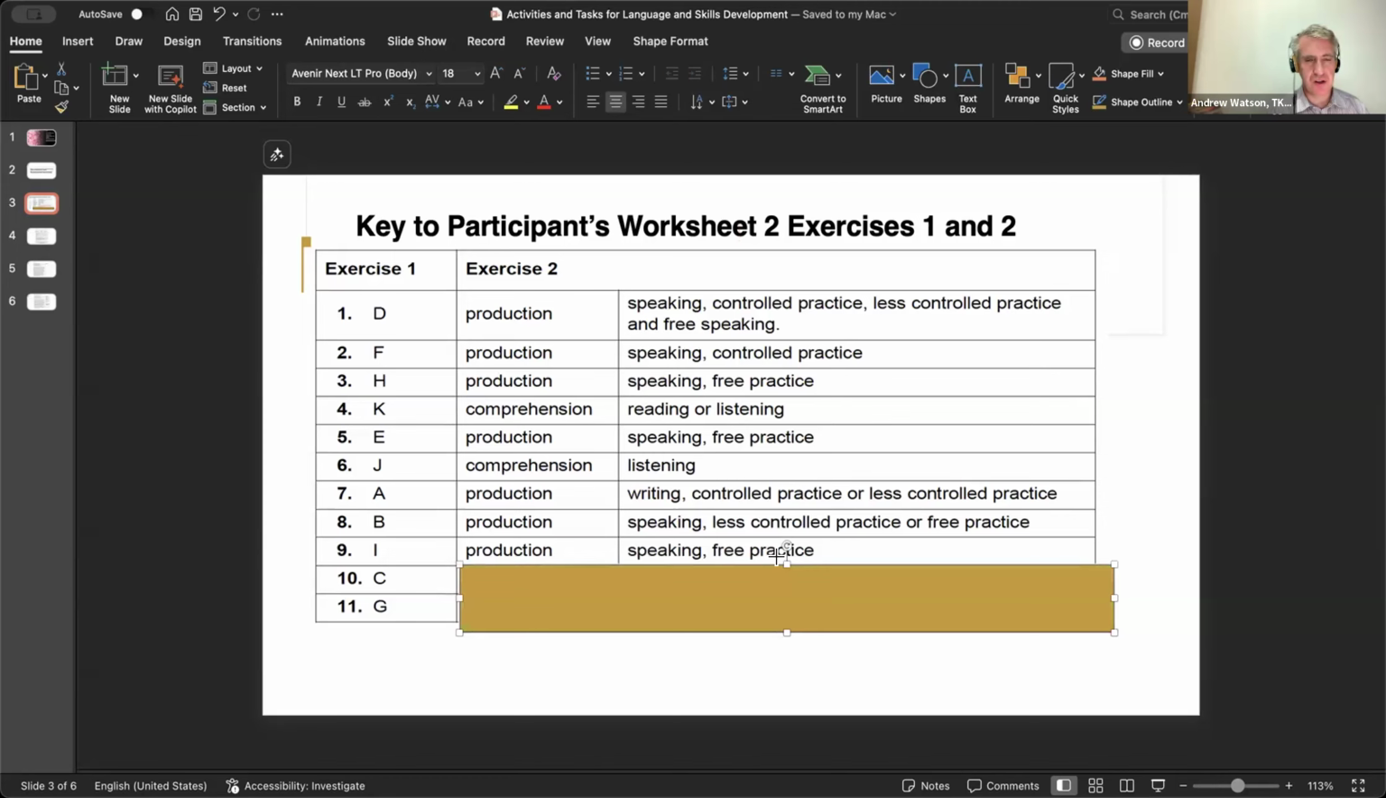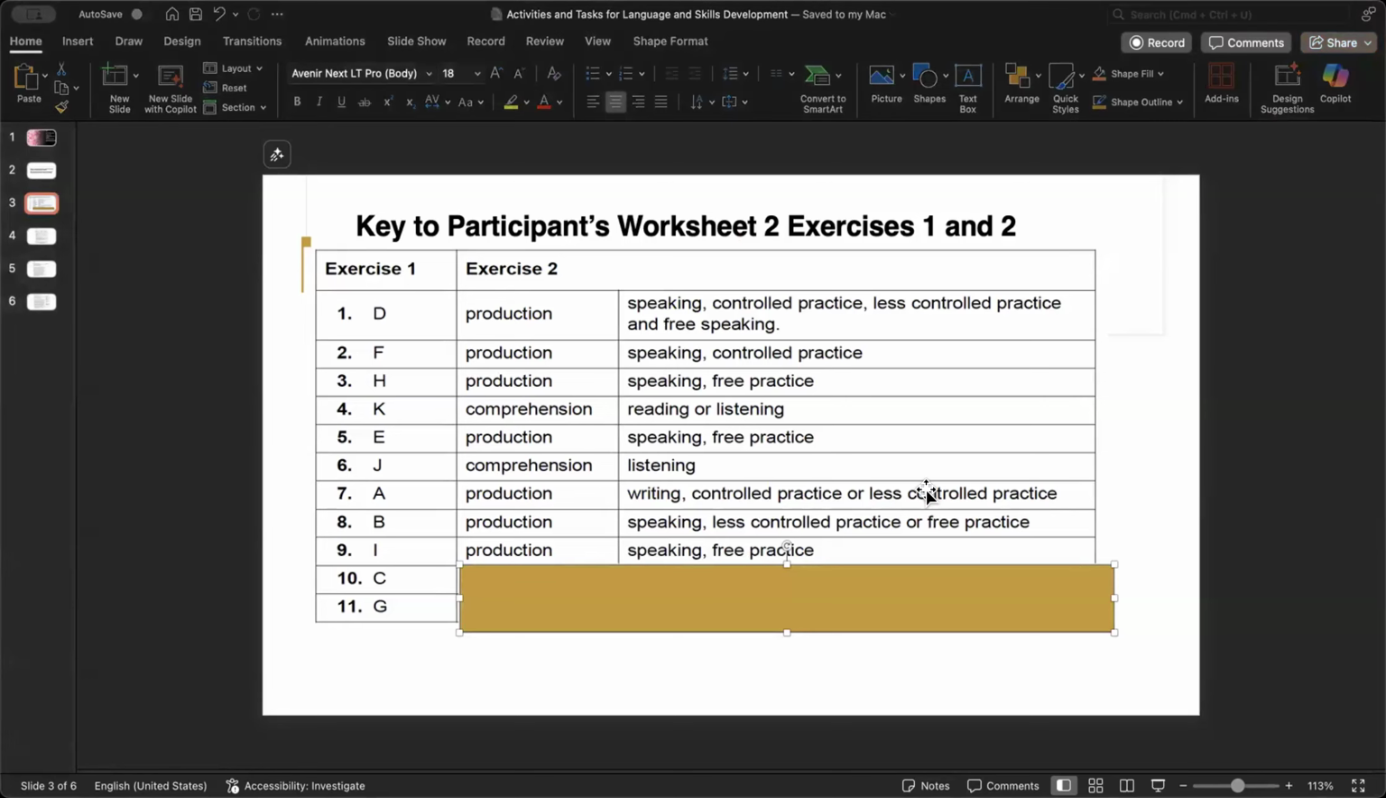Number 9 is also production. Did you get that? Yes. And what about 10? We didn't get to there, but I think it's production, but also comprehension.